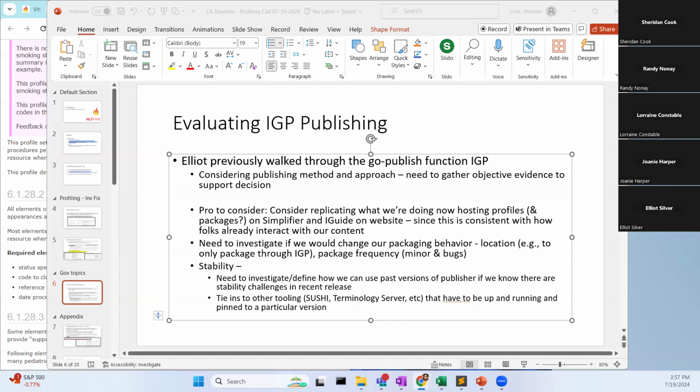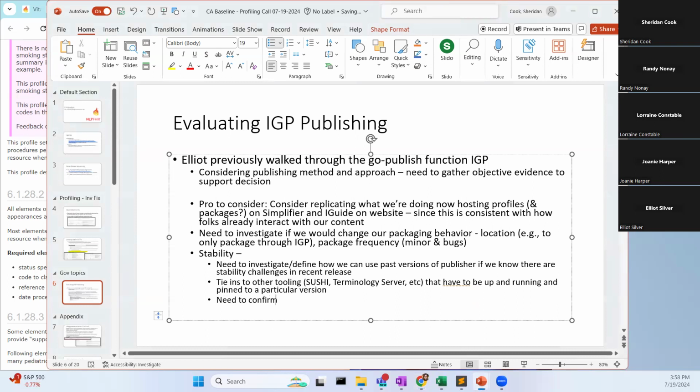But this might be a good question to bring back to them to say, okay, if we were willing to consider it, here's how we understand it, working with the Go Publish function, and to work with their team to determine, do we put something in here or not? Yeah. I just put the link in the chat. Yes, and regardless of the answers to those questions, how we interact with the terminology services in the publication process is still a question that needs to be managed.